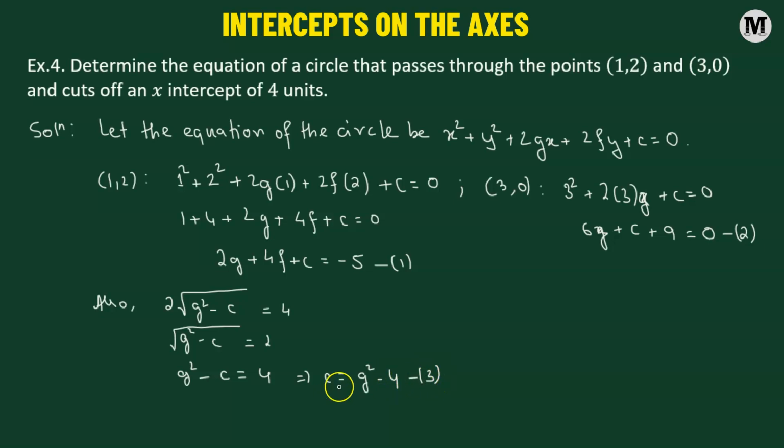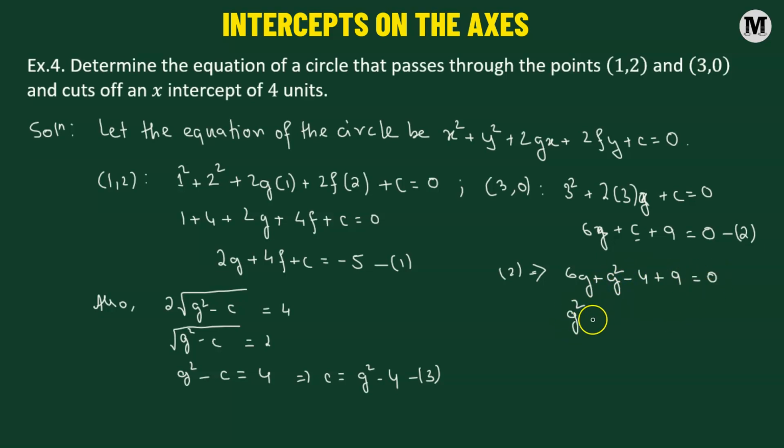Now what we'll do is substitute the value of c with g squared minus 4 in equation number 2. So equation number 2 is now going to become 6g plus c, but instead of c, we're going to replace it with g squared minus 4, plus 9 equals 0.